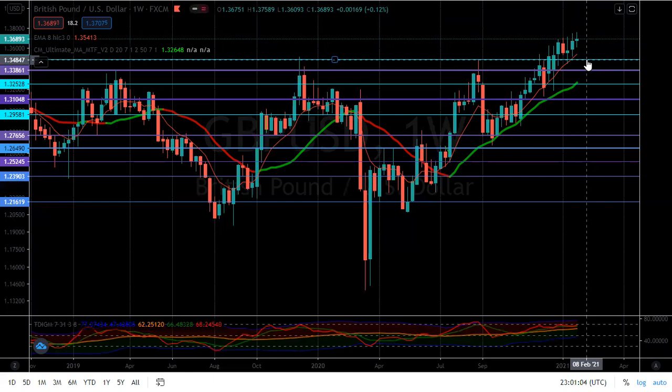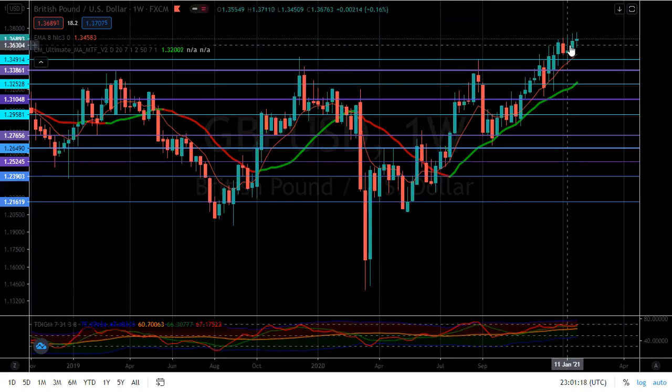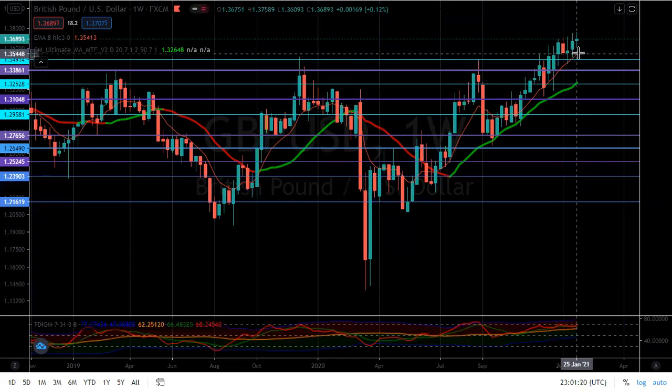On my screen right now, I'm looking at the pound dollar pair. And for this pair, we got that slight retracement. Let's look at the weekly time frame. We got that slight retracement into the 1.36 area. Price got as low as the 1.3609 area and retraced upwards from there.